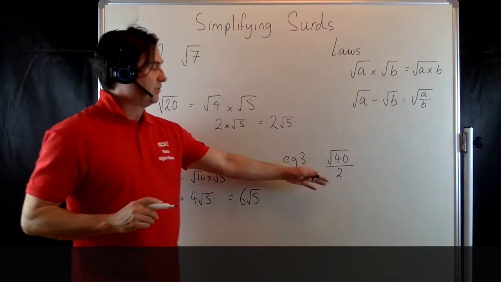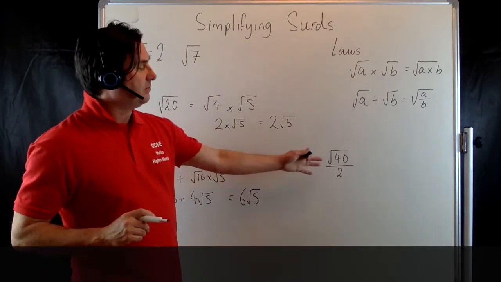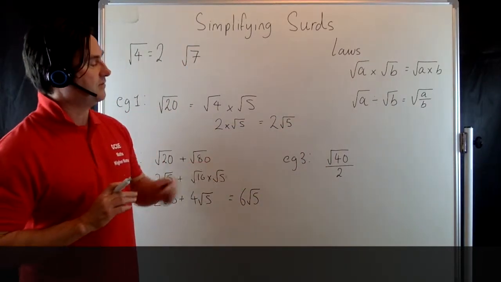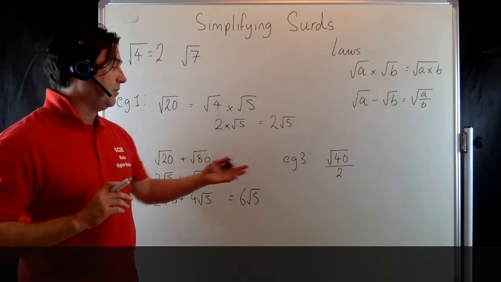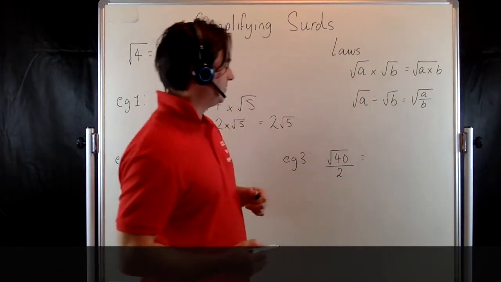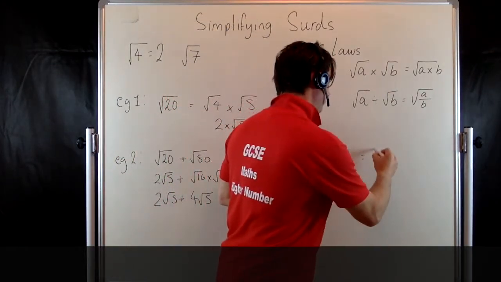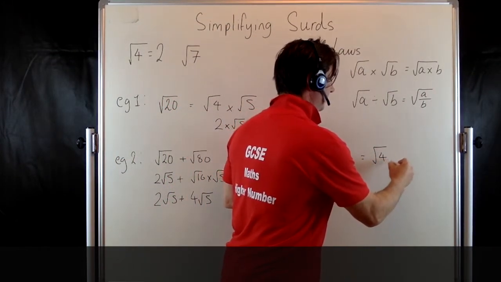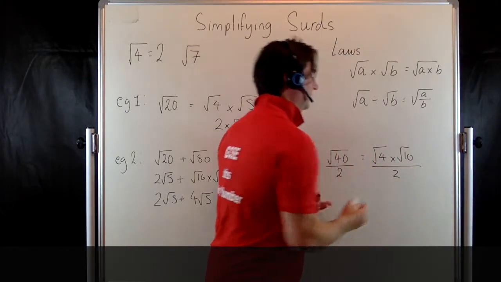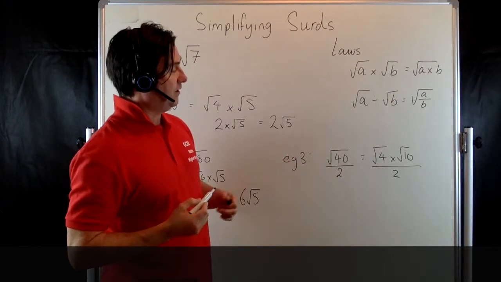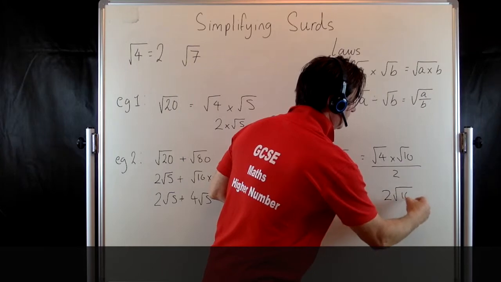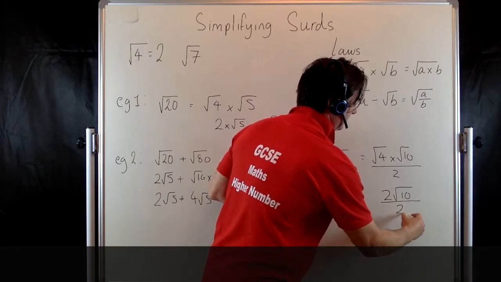The last one here, example 3, obviously we're going to be using a different law. We've got root 40 divided by 2. So now what we're going to do is we're going to split root 40, and I can split this into root 4 times root 10 divided by 2. Root 4 is 2, so on the top I get 2 root 10, and on the bottom I'm dividing it by 2.